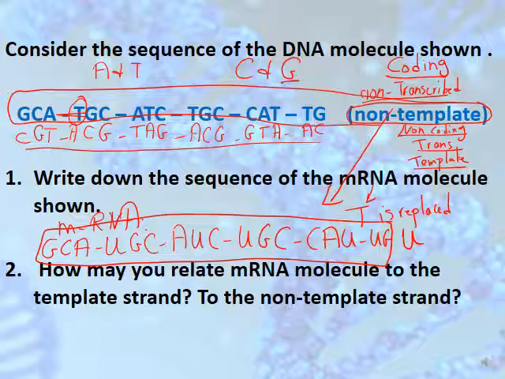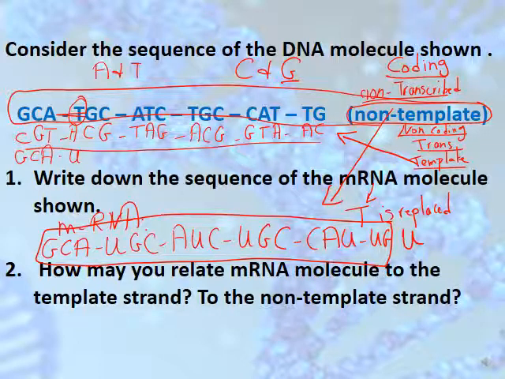But if I use the non-coding, the transcribed, the template one, it should be complementary. But the T should be replaced by U. For example, C, the complementary is G. G is the complementary, it's C. T, the complementary, it's A. A, the complementary is T. But in the mRNA, there is no T. The T should be replaced by U. So we have to put U.